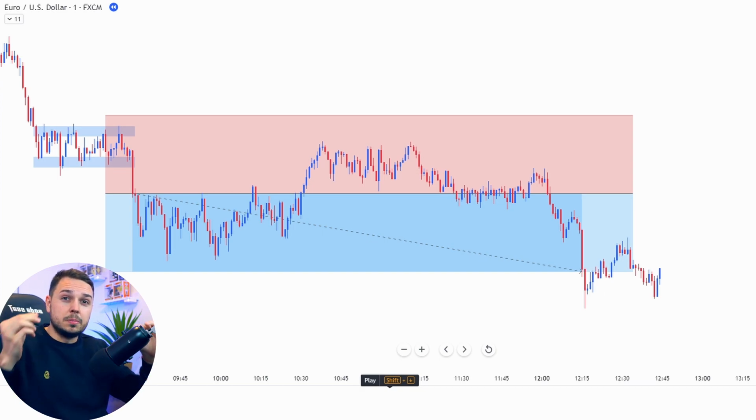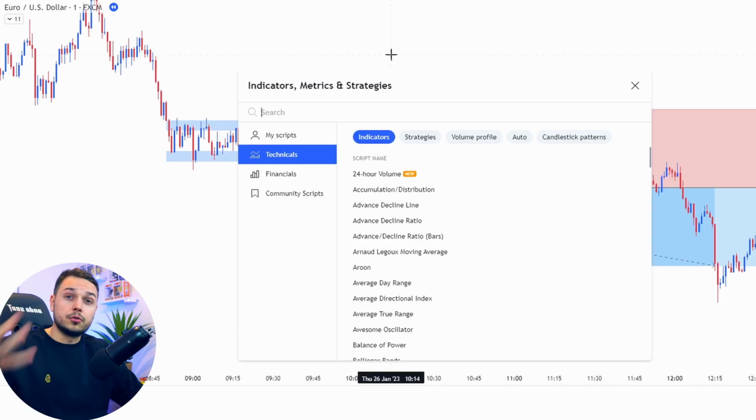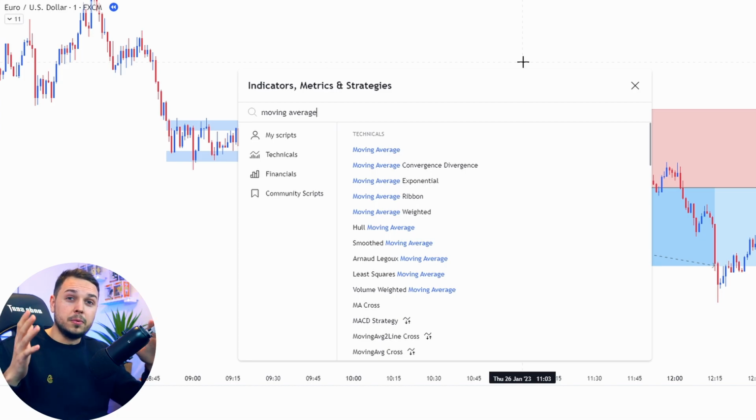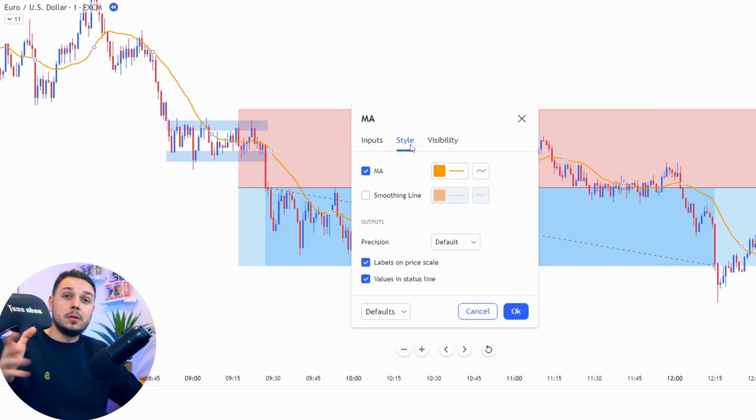Now, scalping should be a little bit quicker, so that's why we can improve it with some indicators and maybe open a couple more positions to see the logic and understand how to maximize pips. So head over to the indicators section on TradingView, make sure to type moving average, and we will need 2 moving averages. So let's add them to the charts. My first moving average period is 20 and style is orange.